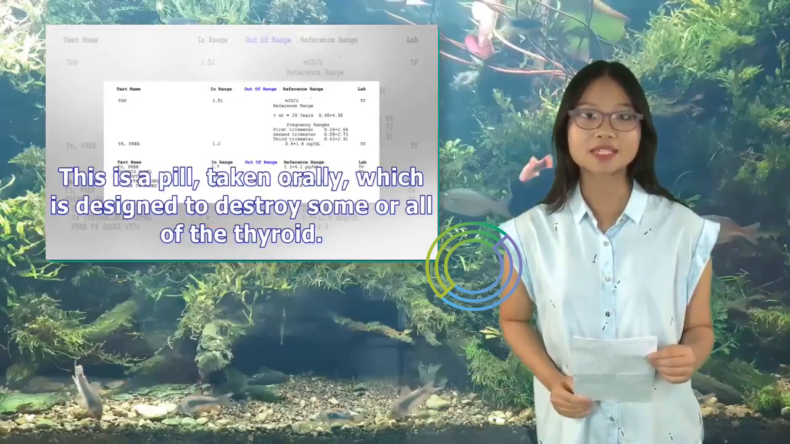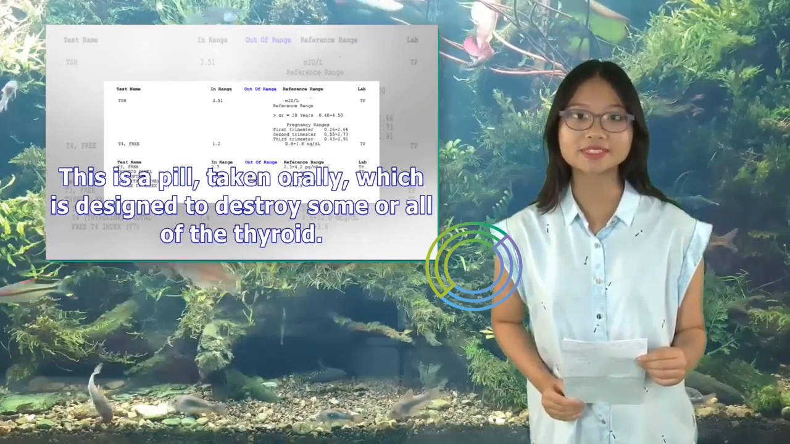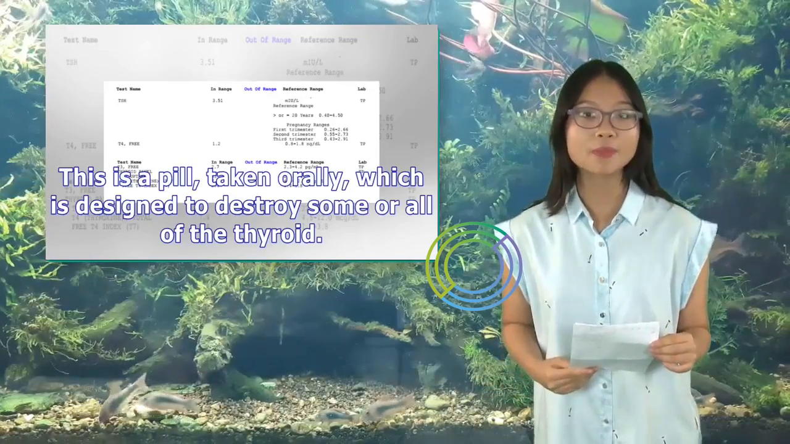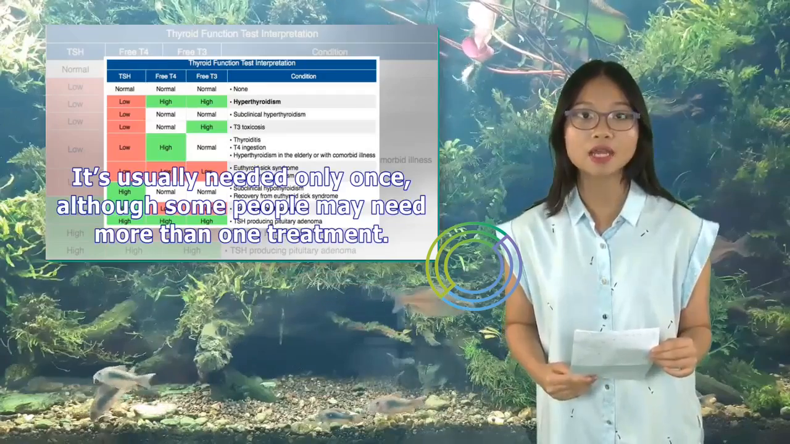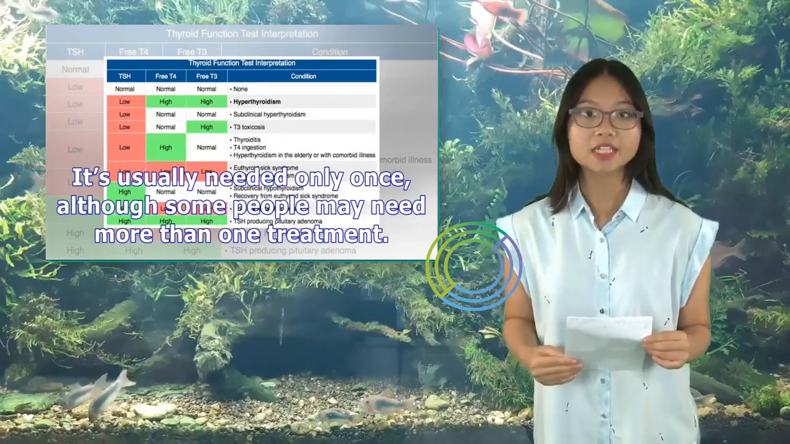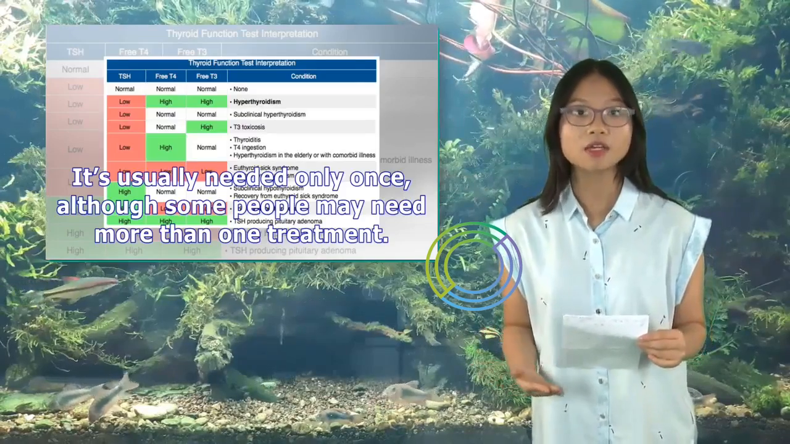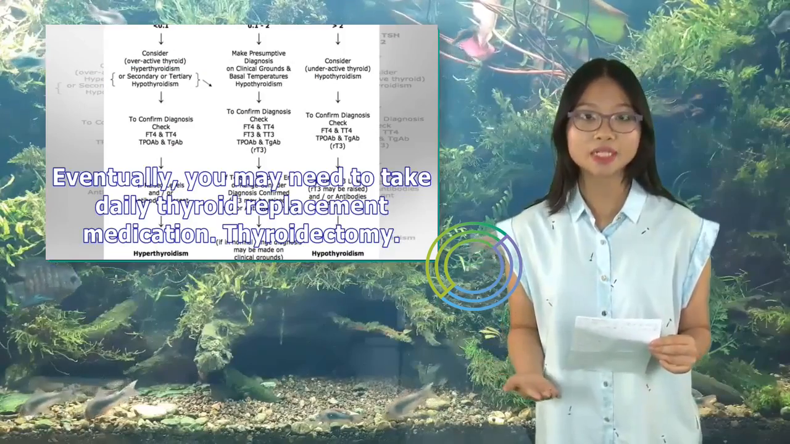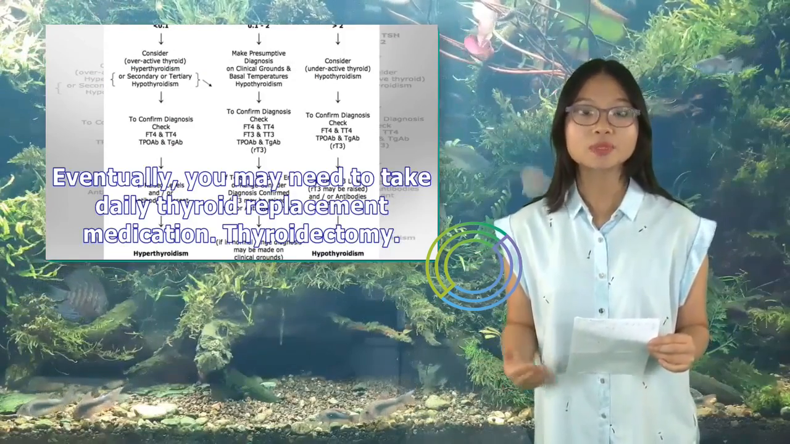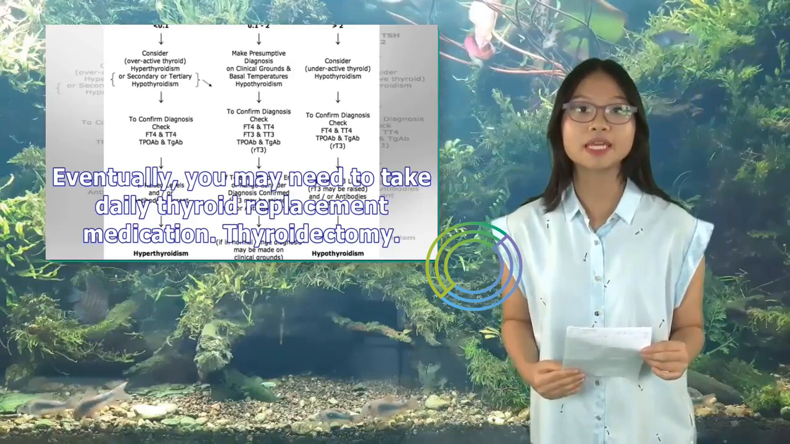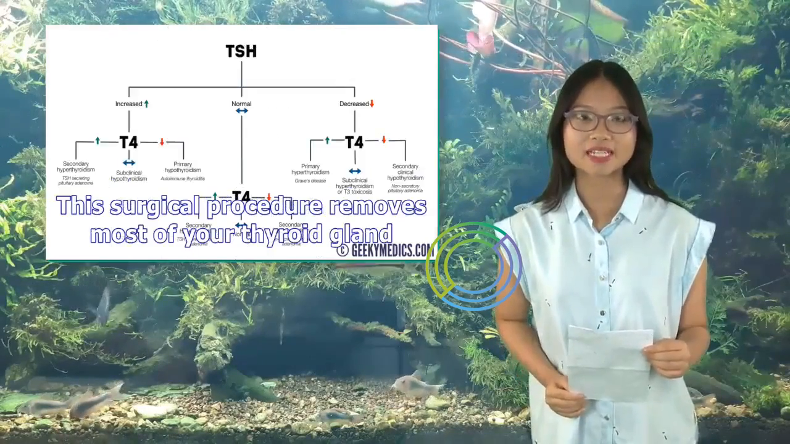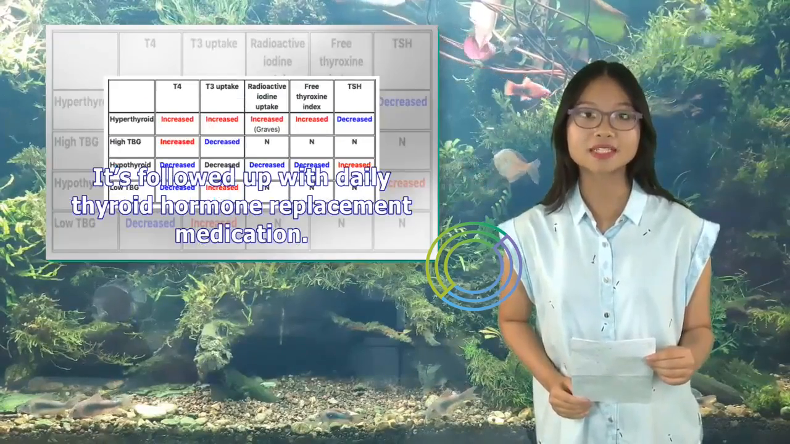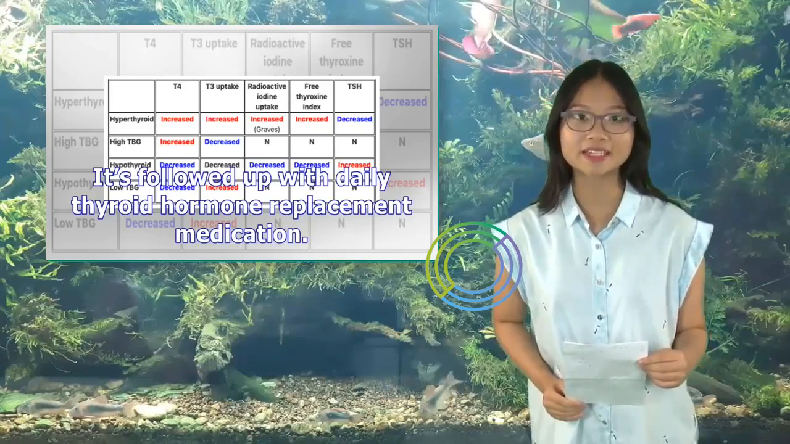Radioactive iodine. This is a pill, taken orally, which is designed to destroy some or all of the thyroid. It's usually needed only once, although some people may need more than one treatment. Eventually, you may need to take daily thyroid replacement medication. Thyroidectomy. This surgical procedure removes most of your thyroid gland. It's followed up with daily thyroid hormone replacement medication.